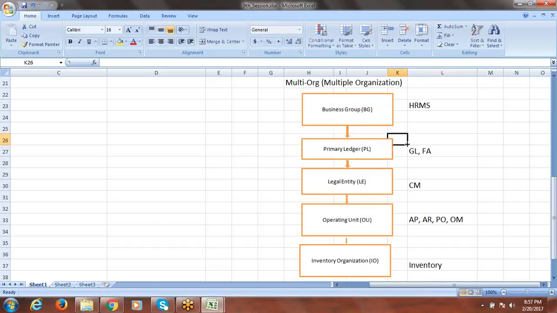The general ledger application and the fixed assets application can be mapped at the primary ledger level. And when you talk about legal entity, you'll see in the system why cash management is referred to at legal entity level. The bank accounts and all the maintenance will be done by legal entity. That is the reason that when you say cash management, it's primarily for bank accounts and bank statement reconciliation.